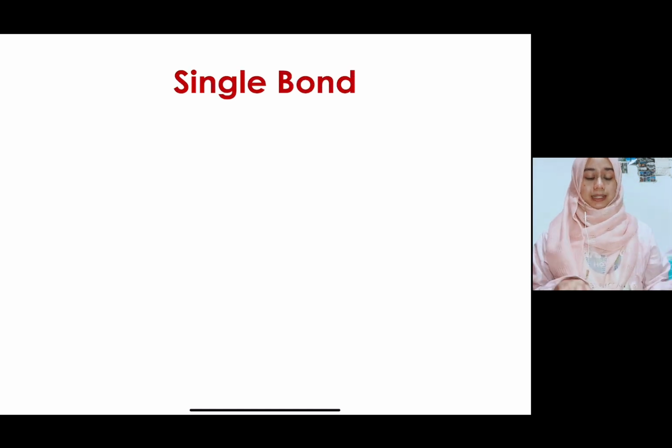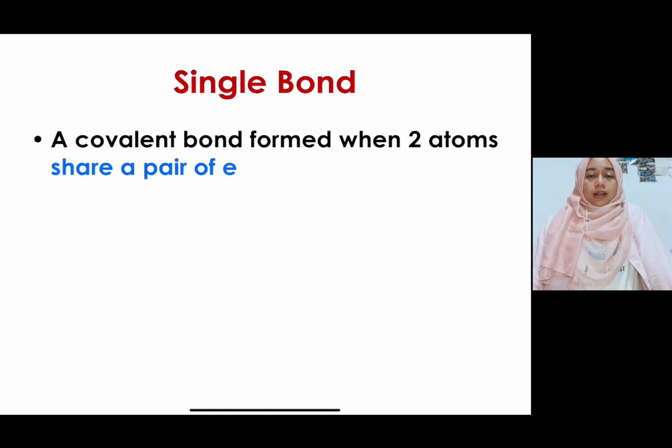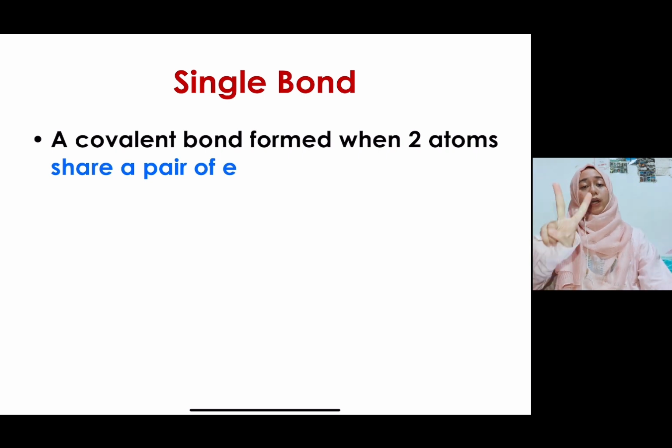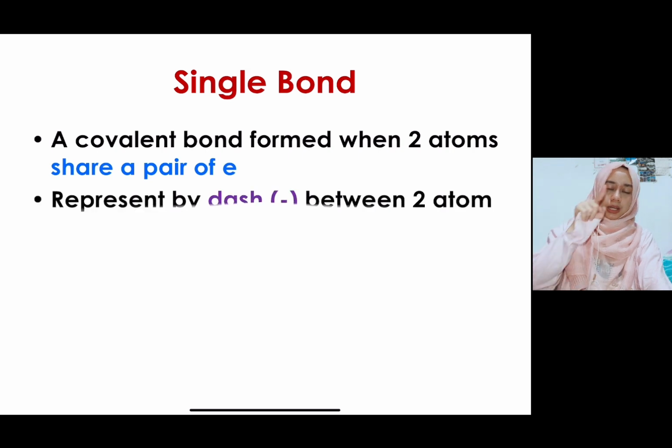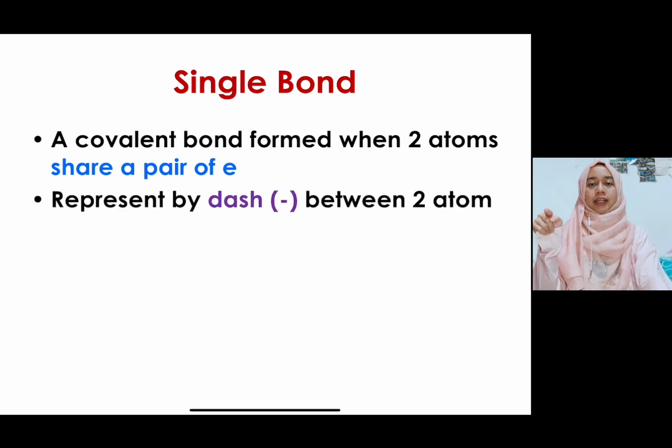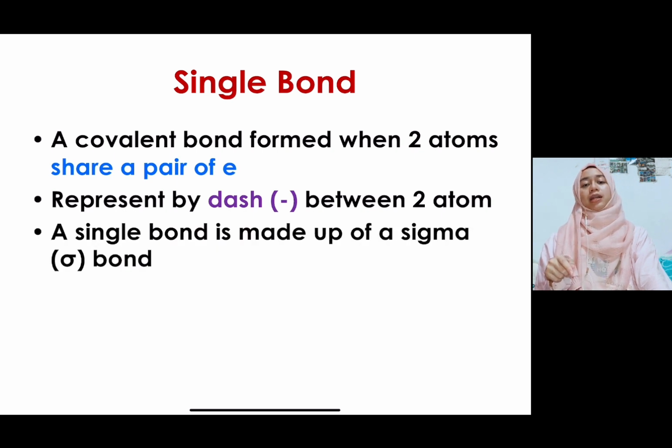Okay, kita pergi kepada single bond. So single bond is a covalent bond formed when 2 atoms share 1 pair of electron. Okay, so kita akan tunjuk by using a dash untuk tunjuk single covalent bond tu. So a single bond is made up of 1 sigma bond. So sigma bond might not be significant for you in PDT, but later on once you're in PST, benda ni akan significant lah, benda ni penting nanti.